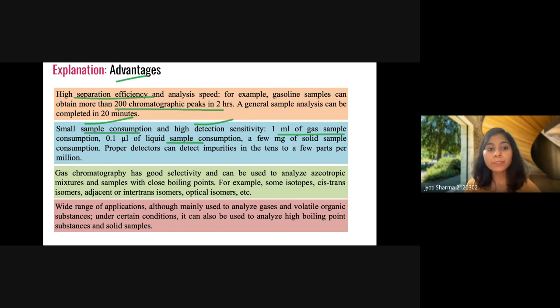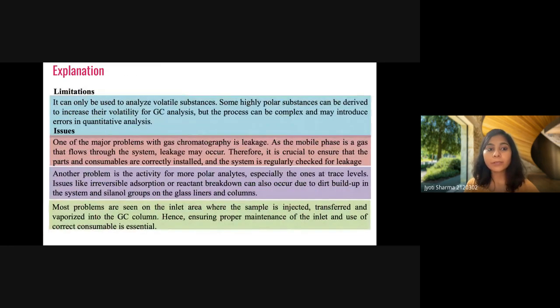If we have a liquid sample, then 0.1 microliter is enough for us. And if we have a solid sample, then a few mg of solid sample is enough for the detection. Gas chromatography also has good selectivity and a wide range of applications, because it can be used to analyze gas and volatile organic substances. Under certain conditions, it can also be used to analyze high boiling point substances and solid samples also.